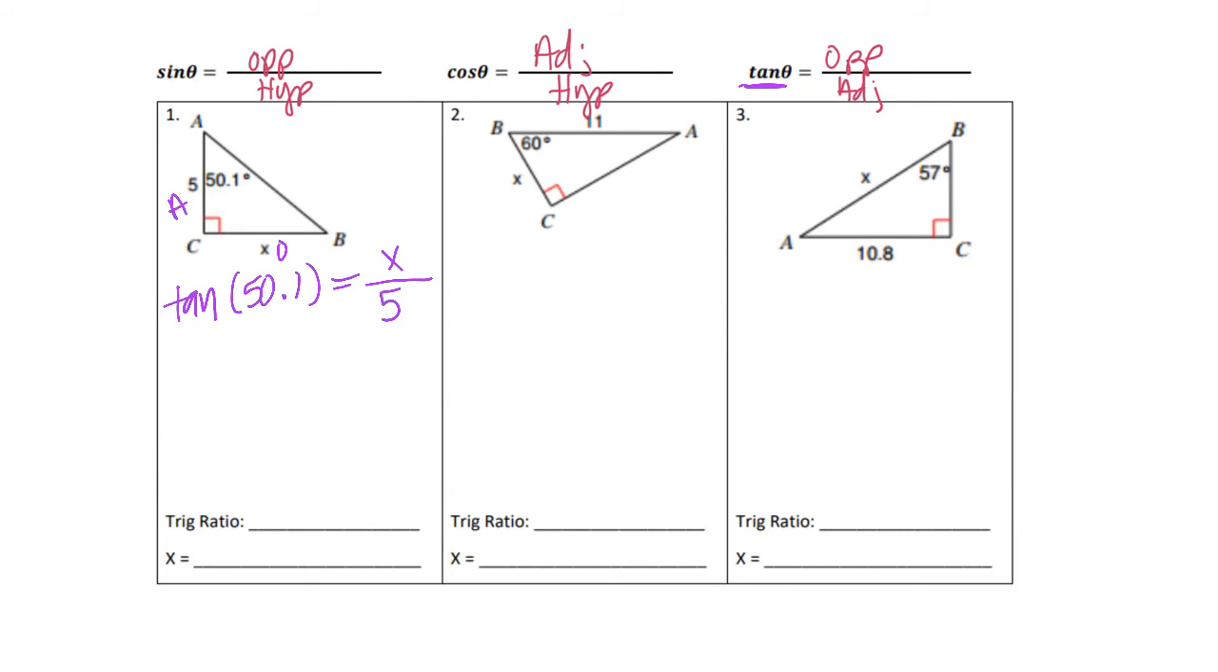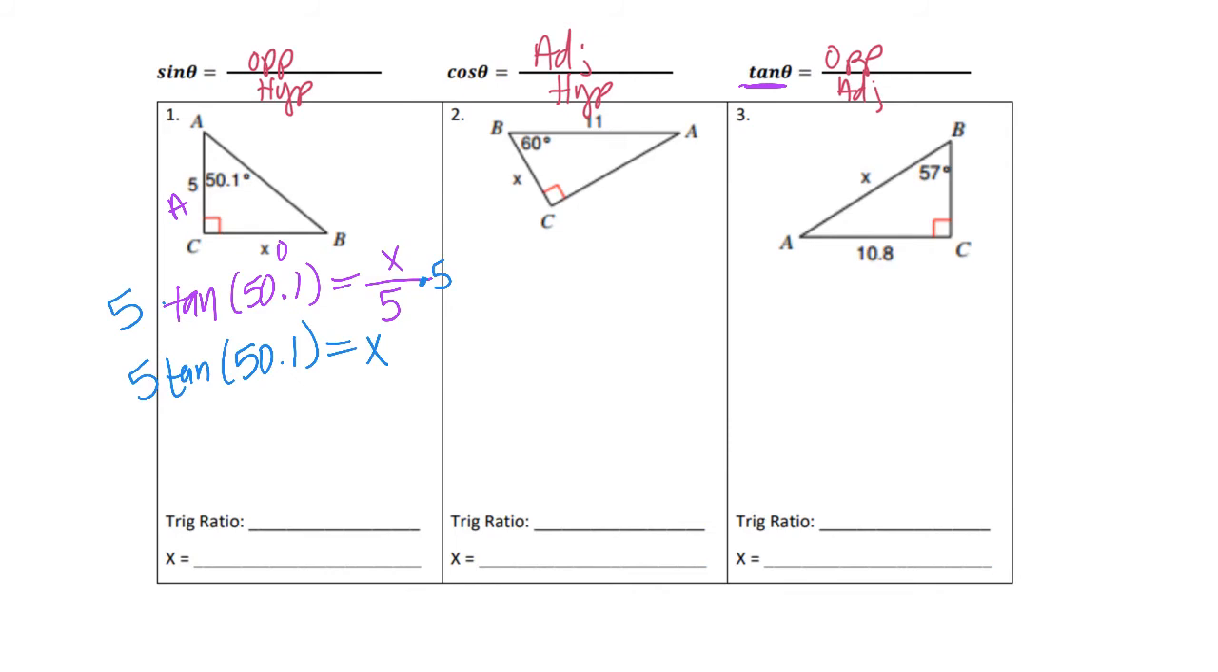Now, this is an equation, and we actually want to solve it like an equation as well. So our goal is to get x by itself. Well, to get x by itself, we got to get that 5 off the bottom. So times by 5 on both sides. So 5 tangent of 50.1 equals x. Good, x is by itself. But 5 tangent of 50.1, yikes-a-roni, what is that? Well, we got to type it in the calculator.